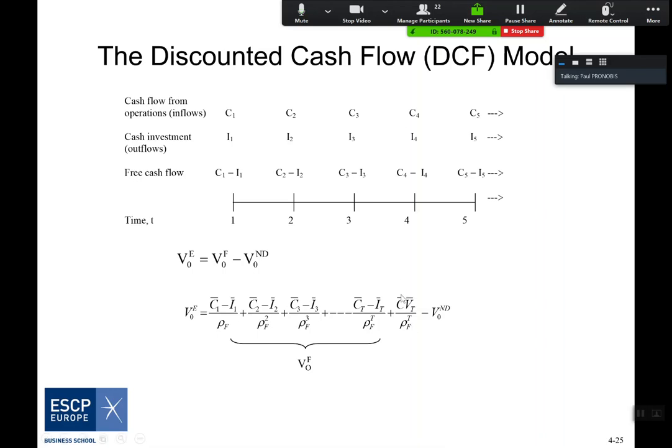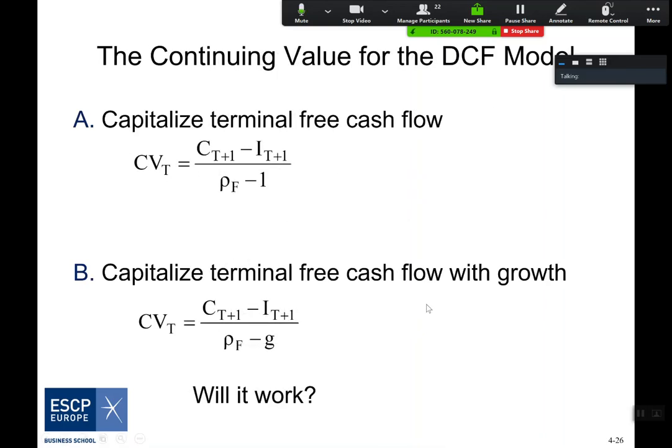Of course, in the end, we need to think about what the terminal value is, and there are some approaches to that. So how can we capitalize the terminal free cash flow? Well, first of all, we need to project the free cash flow at the end of the forecasting horizon, and then we divide it not by the gross cost of capital, but by the gross cost of capital minus 1. So we're pretty much dividing it by the cost of capital itself.